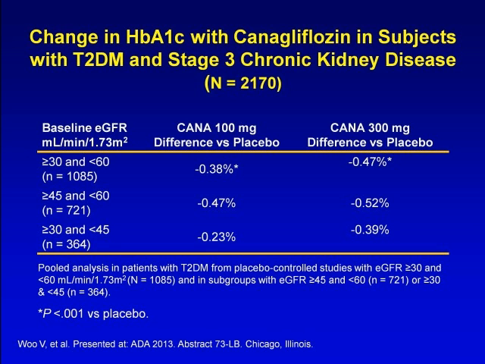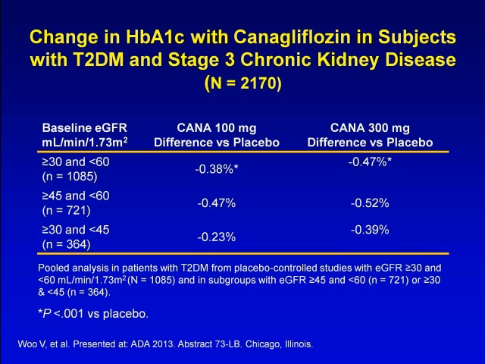Next slide shows the change in A1C in a subset of patients who have stage 3 chronic kidney disease. This is very important when you're targeting the kidney because when you block reabsorption, you first have to have the glucose filtered. And as your kidney disease advances, there's less and less filtration, so there's less reabsorption going to occur, and therefore blocking reabsorption is going to have less efficacy.